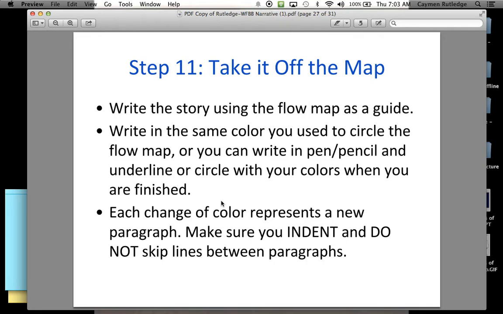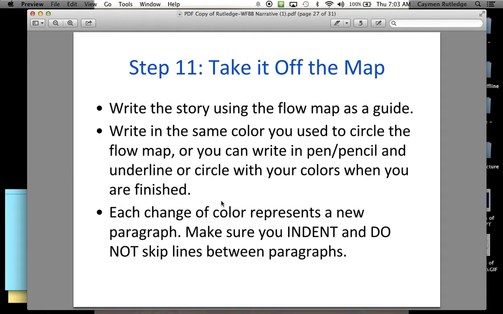The second bullet point is write in the same color you used to circle the flow map, or you can write in pen or pencil, and underline or circle with your colors when you are finished. So what I want you to do is write in either a pen or a colored pencil. Make sure it's sharp, not marker, not Sharpie, because this is going to be in your composition journal. We don't want it to bleed through. So whatever color your introduction is, that's the color you should use to write your introduction in full sentences on a page in your journal.